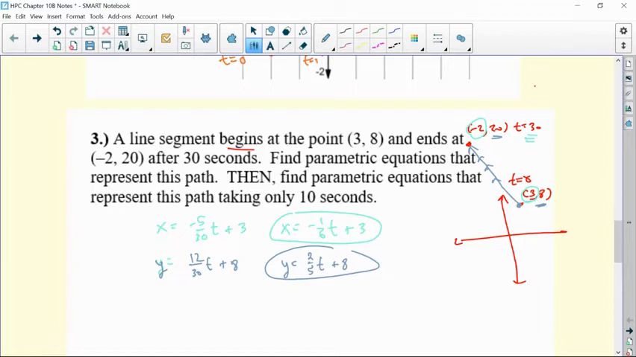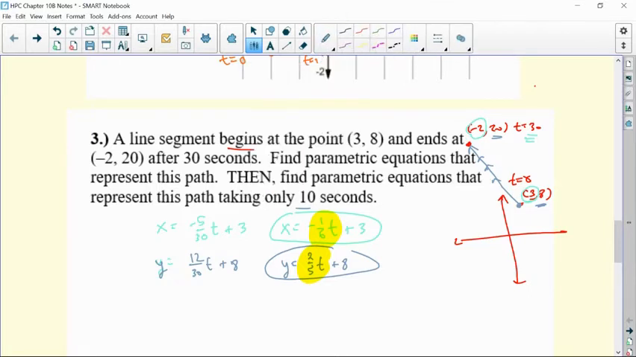Now, let's say you want to go faster. It says find the parametric equations that only take 10 seconds. So we're not changing geographic location, we're just getting there faster. And so that's going to affect the slope, or the rate that the x changes over time and the rate that the y changes over time.